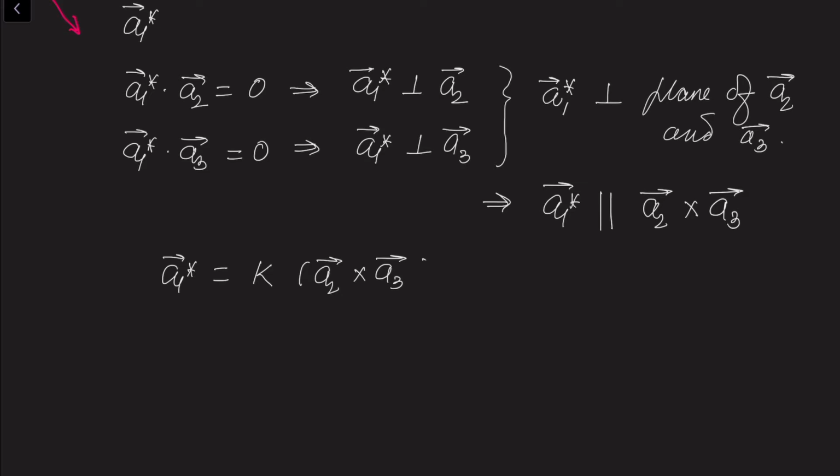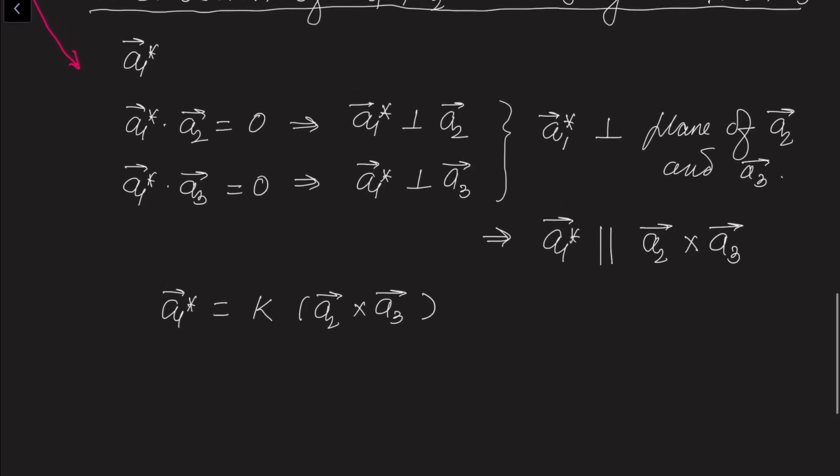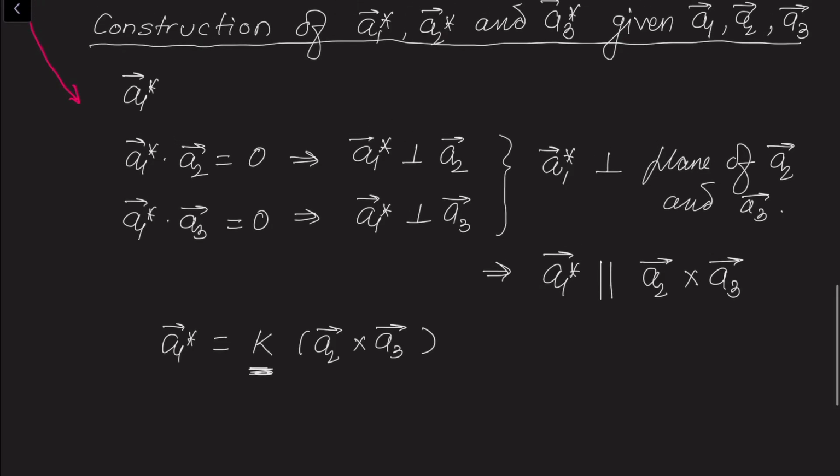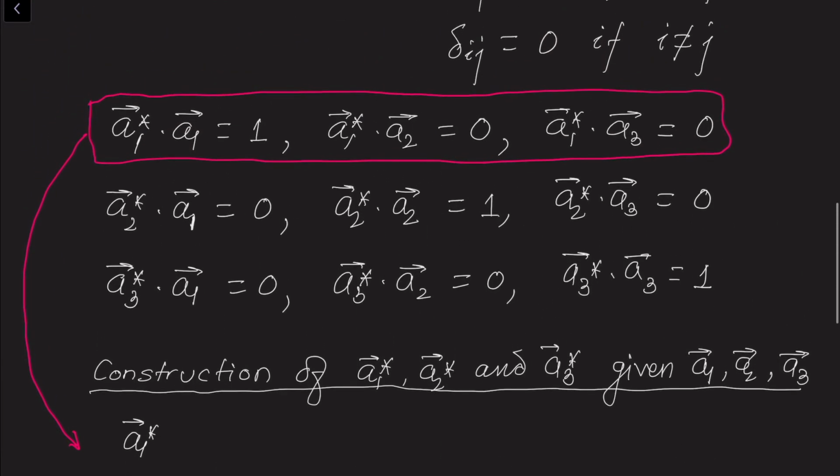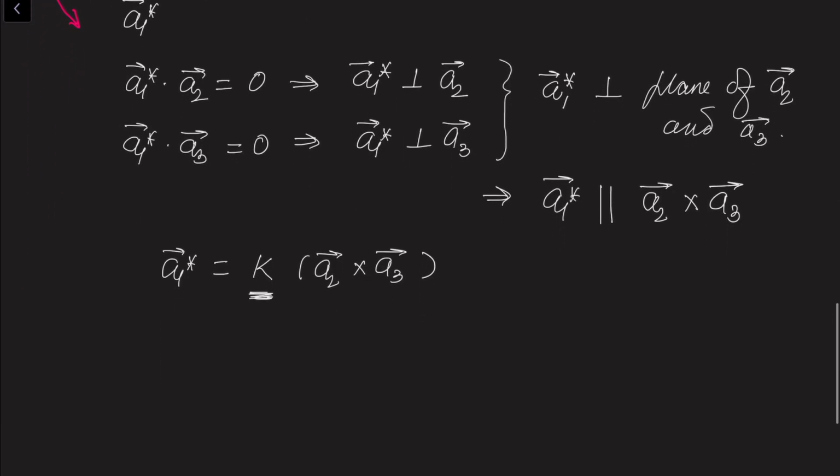We have not yet determined what this k is, but based on these two relations, I know that it should be some multiple of the cross product A2 cross A3. Now, how do I know what this constant k is? To determine this constant k, so determine the exact length of A1 star, I have the first relationship with A1 star, A1 star dot A1 is equal to 1. That relation we have not yet used. So we will now use it.